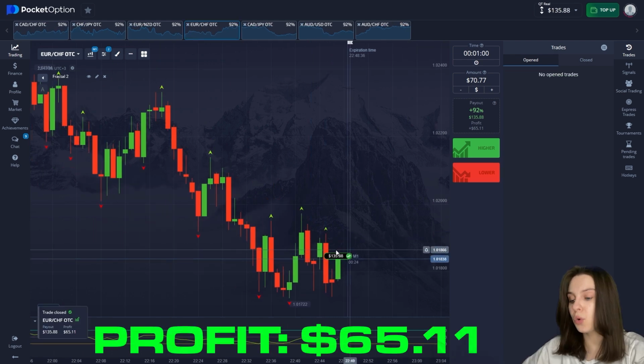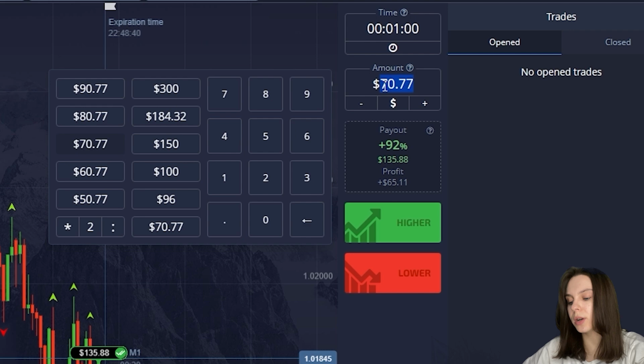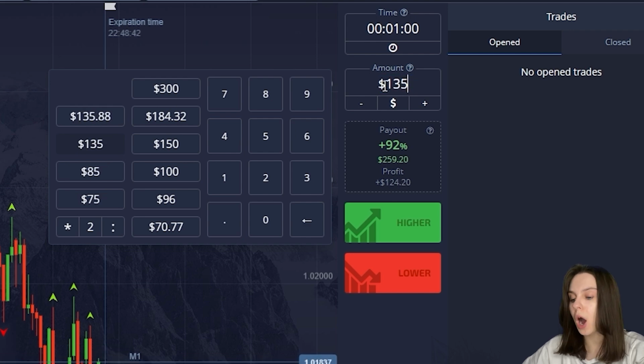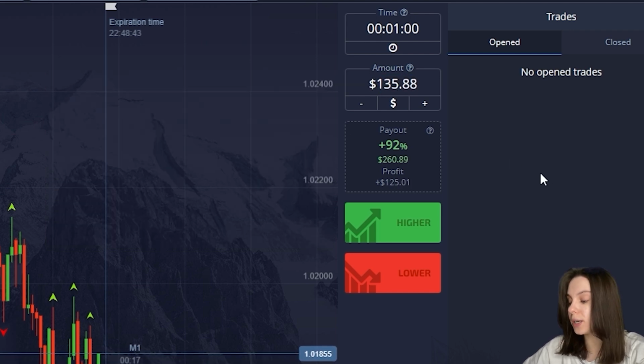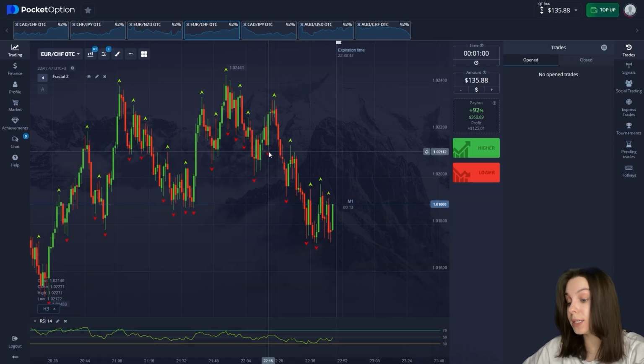This transaction was closed also in plus. We again increased the amount of our transaction to the size of $135.88 exactly, the same as our balance, after which we move on to the next currency pair. Also, dear traders, let's quickly sweep the weather.